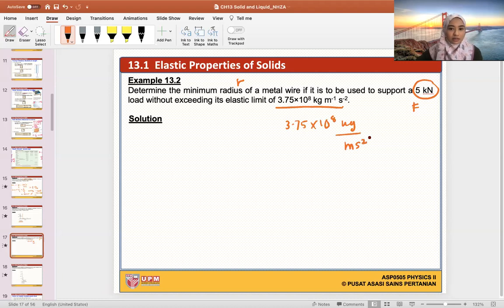So why is the unit for elastic limit kilogram over meter second squared? Can anyone tell me? Why is it not Newton per meter squared? We learned about elastic limit or modulus, it was Newton per meter squared. Why is it kilogram over meter second squared here? Okay, can I get someone to answer that for me? Who is my lucky winner?